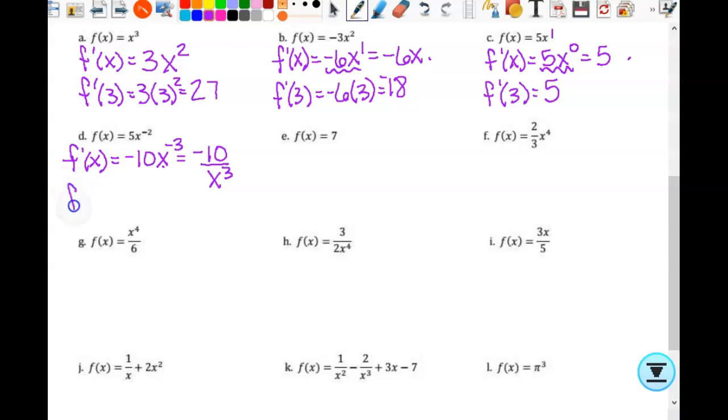All right, so then f prime of 3 is equal to -10 over 3 cubed. What is 3 cubed? 27. So this is -10 over 27. Can I reduce that? No, I cannot. Okay. We good so far? Understand and remember our exponent rules? All right, so let's look at E.